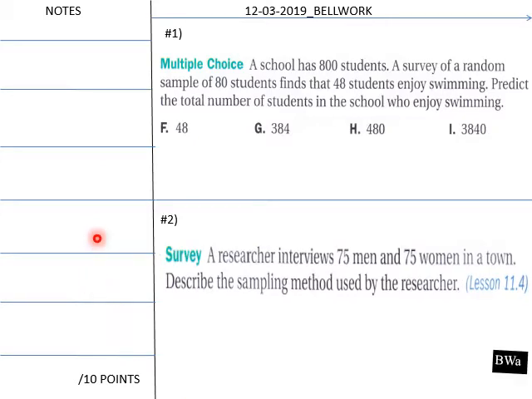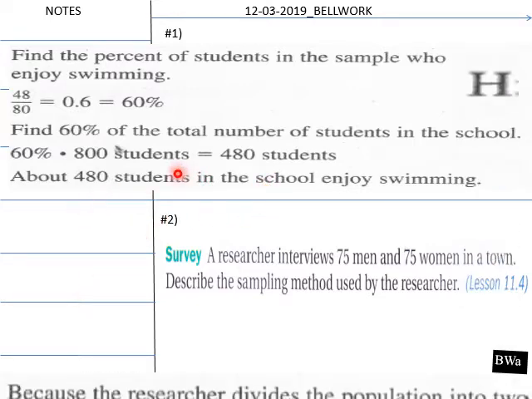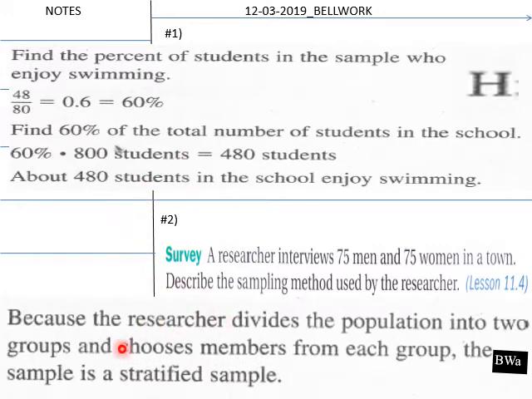Okay, welcome back. Our solutions are up here. We've got a 48 out of an 80 situation. So find 60% of the total number of students in the school. 60% of the sample here, 60% of 800 is 480, so your prediction would be 480 students. For number 1, H, and then for number 2, it divides into 2 groups and chooses members from each group. This would be a stratified sample.